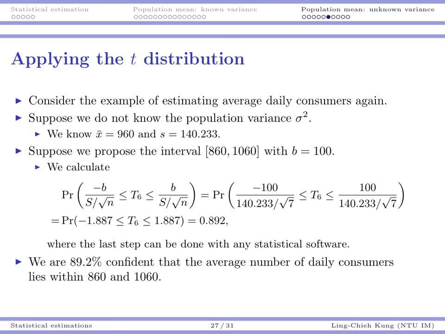So the basic idea, as you can see, is the same. It's just that instead of relying on the distribution of x bar, we now rely on the distribution of t, the distribution of x bar minus mu divided by s over square root of n. That's the only difference.